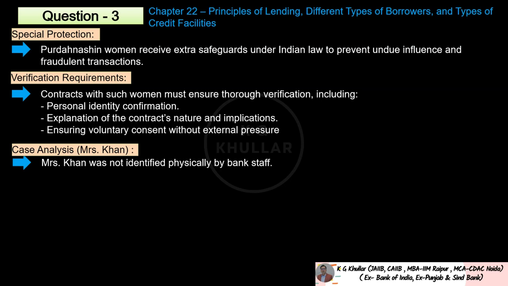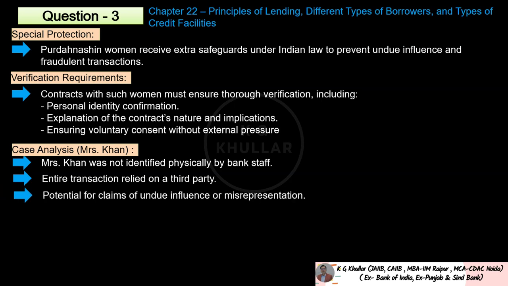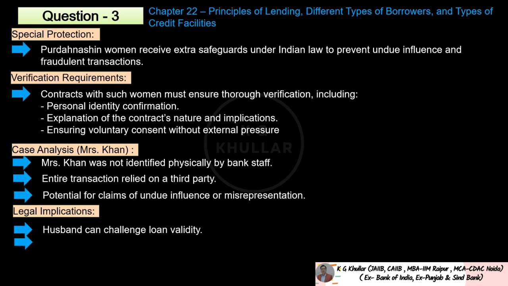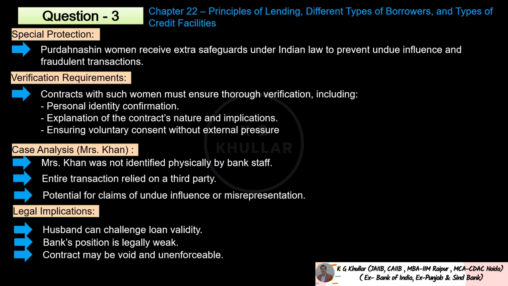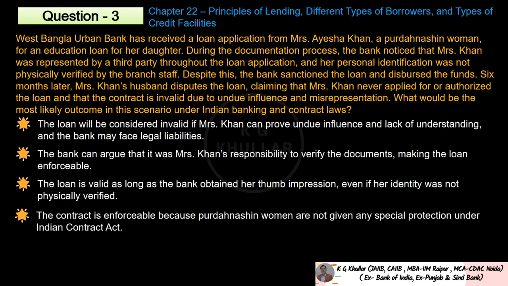Now friends, in our case, since Mrs. Khan was not physically identified by the branch staff and relied on a third party during the entire transaction, it opens up possibilities for claim of undue influence and misrepresentation. Her husband can successfully challenge the validity of the loan by establishing that Mrs. Khan did not fully understand the contract or that her consent was obtained improperly. As a result, the bank's position is legally weak here, and it may face difficulties in recovering the loan amount. The contract should be declared void, making it unenforceable, and this exposes the bank to potential legal and reputational risk. So, as far as this case goes, the correct option is option A.